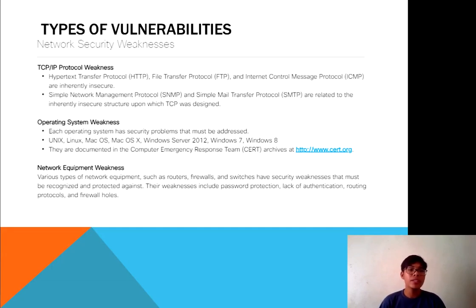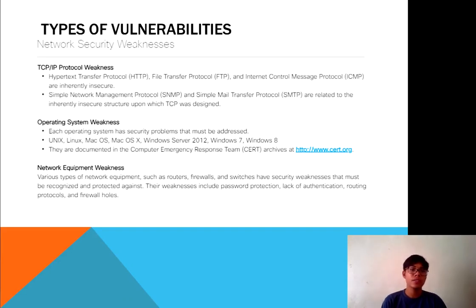Operating system weakness. Each operating system has security problems that must be addressed: Unix and Linux, Mac OS and Mac OS X, Windows Server 2012, Windows 7, Windows 8. They are documented in the Computer Emergency Response Team.